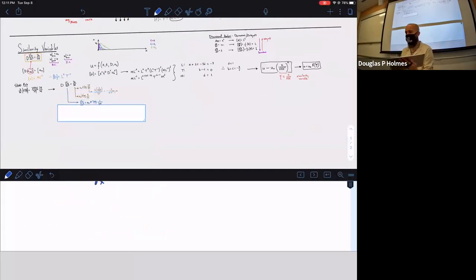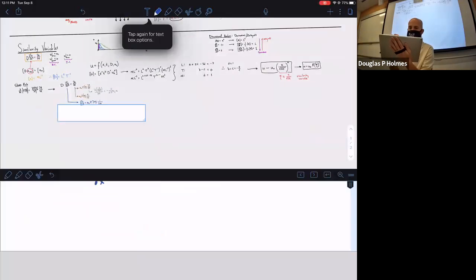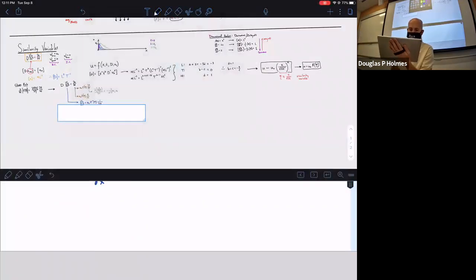So stitching this all together, let me just write this out in a more tedious way. Okay, so I get a d times the left-hand side term, which is u naught f double prime of eta, 1 over dt, is equal to negative u.